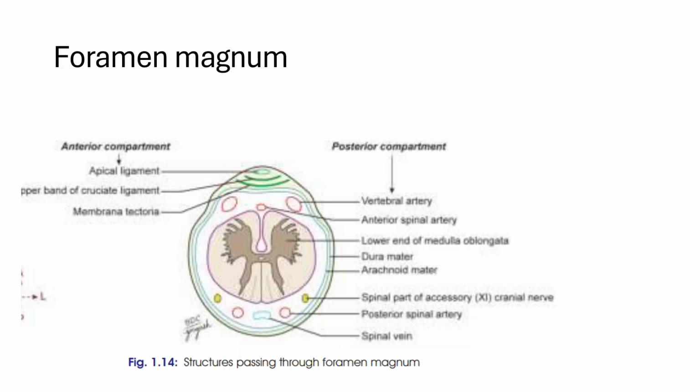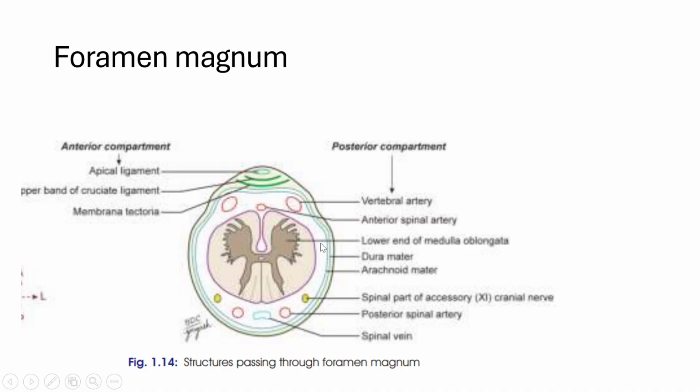Now the foramen magnum, very important. It has been divided into two parts, the anterior compartment and the posterior compartment. Now the narrow anterior compartment is giving passage mainly to the ligaments. So this is your narrow anterior part, giving passage to the apical ligament, cruciate ligament, and membrana tectoria. Now through the posterior part, which is quite wide, you will see through the wide posterior part, the lower part of the medulla oblongata along with its three meninges.